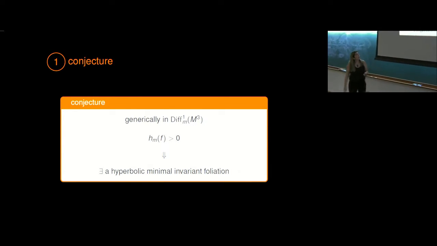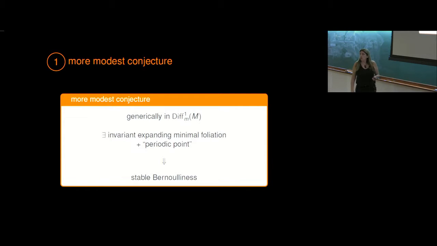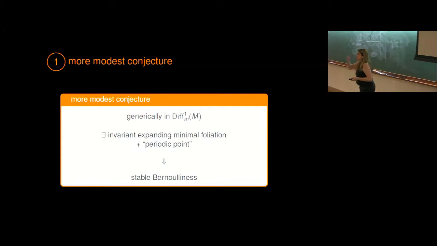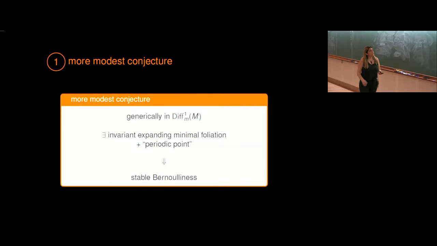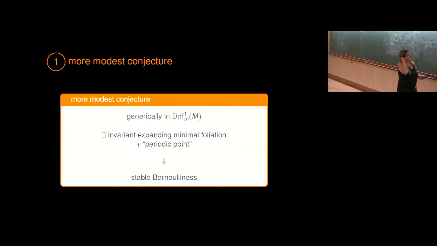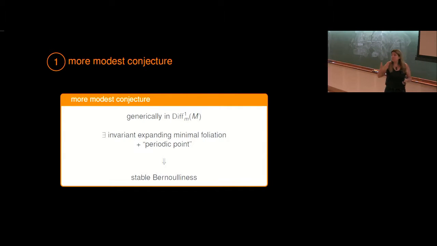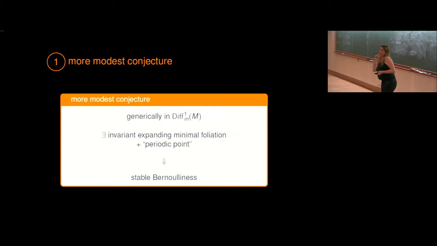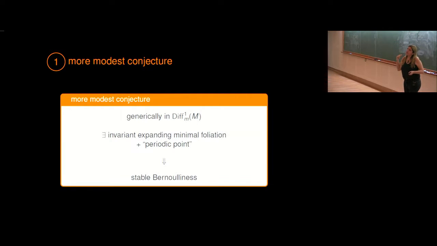And, okay. We have another, more modest conjecture than my first conjecture, which is: generically in the set of C1 diffeomorphisms, either you have an invariant expanding minimal foliation plus a magic periodic point, which I will explain later. This implies stable Bernoulliness in any dimension. So this is sort of the first theorem with Gabriel, but in any dimension.